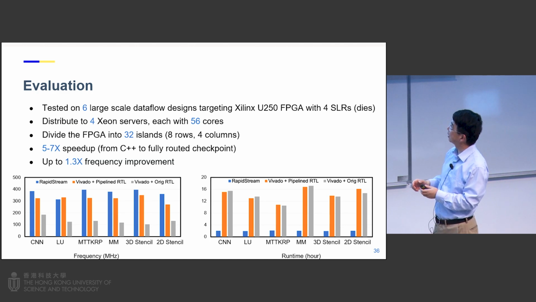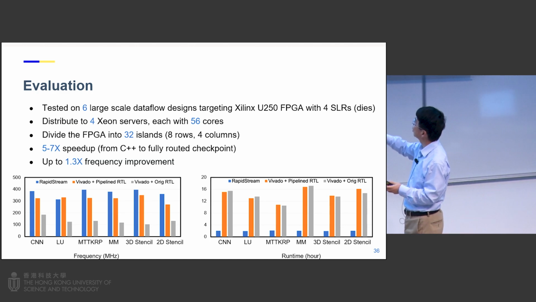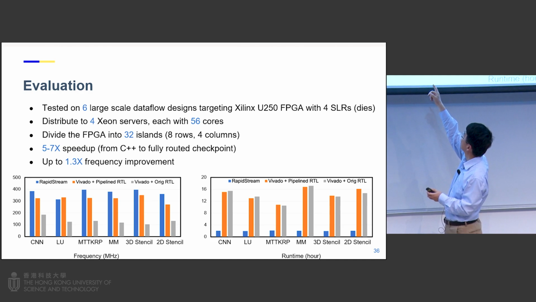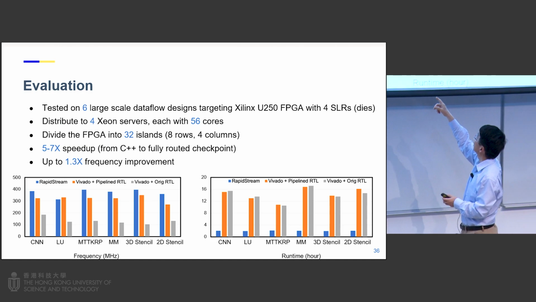So you can see this is the result we have. This is the RapidStream result, which is the name of the tool. And then the middle one is where you just don't do it.